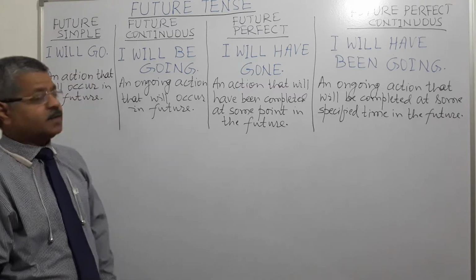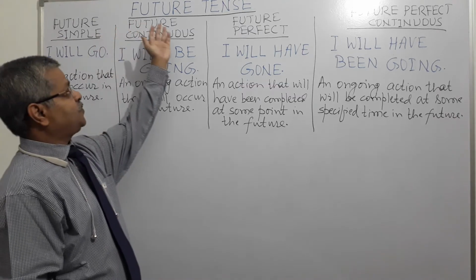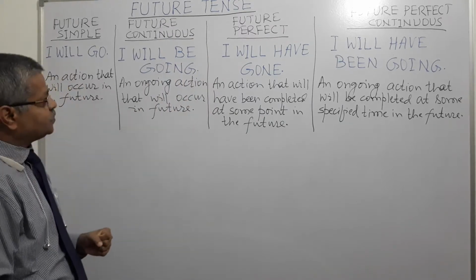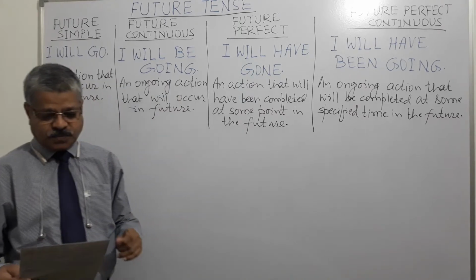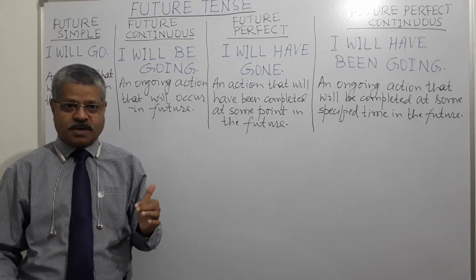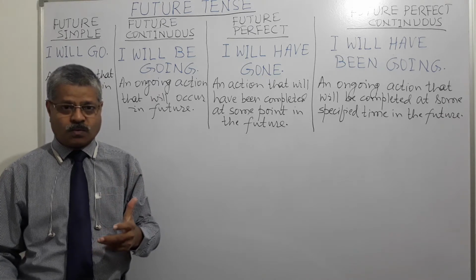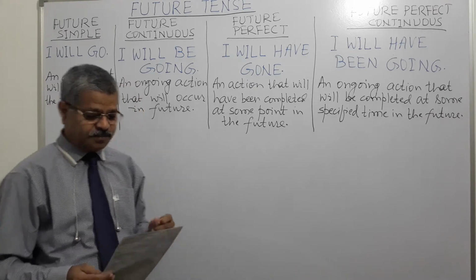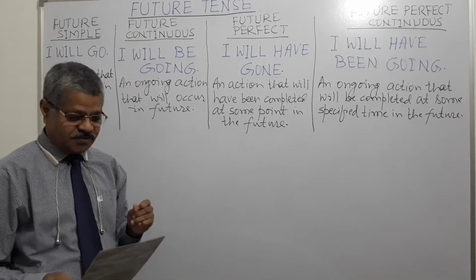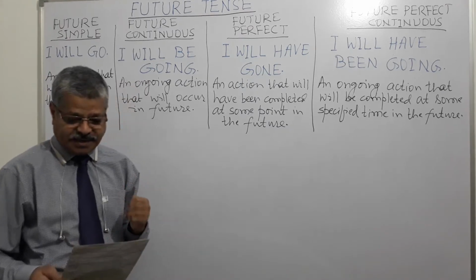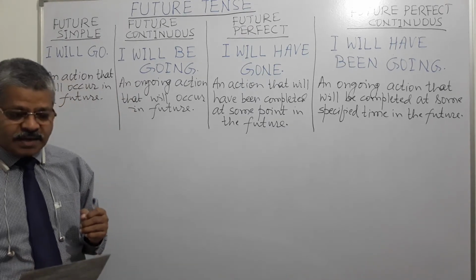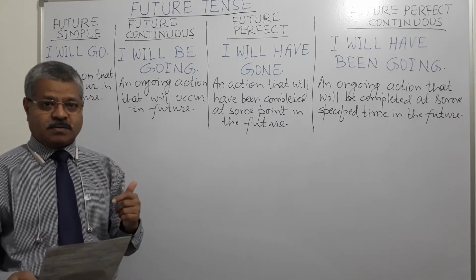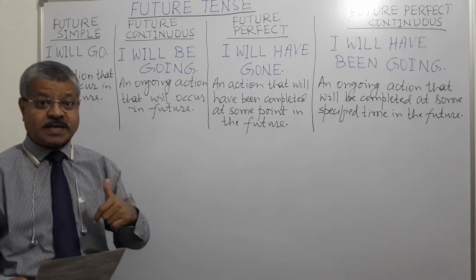Today in English grammar, our topic is future tense. Past tense and present tense we have already covered, right? Future tense refers to a time later than now. Future tense expresses facts or certainty, and it is used to predict a future event. Through this we predict a future event.